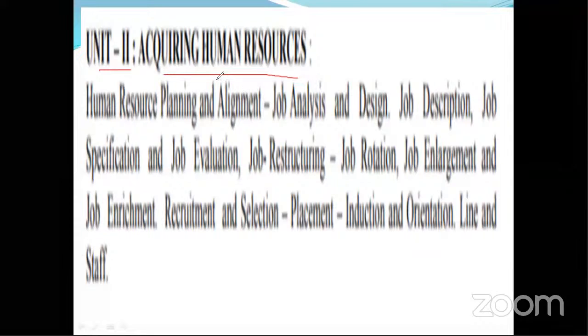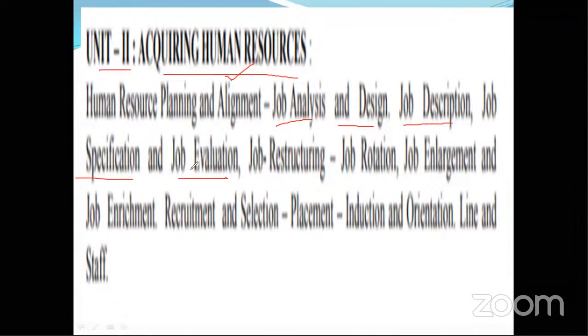In this unit, we have learned about human resources planning and alignment, the concept of job analysis and job design, job description, job specification, and job evaluation. About job restructuring also we have learned. And today, in this class, we will learn about job rotation. And if time permits, we will also learn about job enlargement. Okay? I hope you understood.